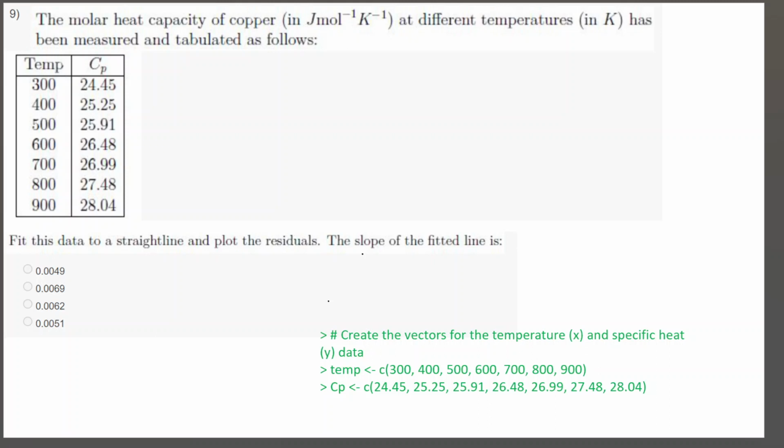Okay, ninth question is: the molar heat capacity of copper at different temperatures in Kelvin has been measured and tabulated as follows. Fit this data to a straight line and plot the residues. What is the slope of the fitted line? So first we assign this temperature value and specific heat values to variables here, temp and Cp.